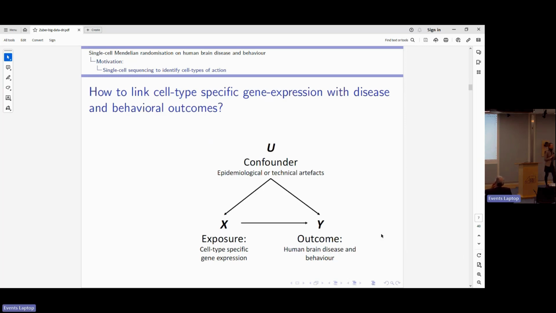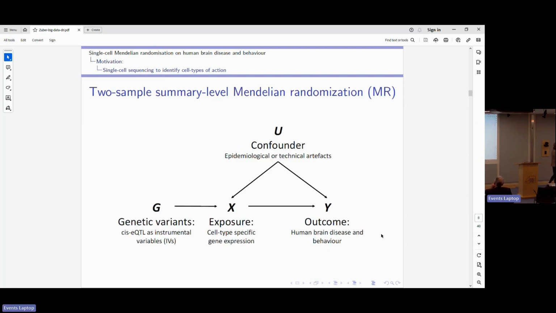One of the problems that we have is, obviously, we have confounding factors. And you could think here of typical epidemiological confounders, but also of technical artifacts, like, for example, batch effects. And what we are proposing to do is we want to use genetic variants, in particular cis-eQTLs, as instrumental variables in a Mendelian randomization paradigm. And this so-called two-sample summary level MR paradigm allows us to integrate data from our cis-eQTL study with GWAS, or genome-wide association studies, with the outcome traits of interest.